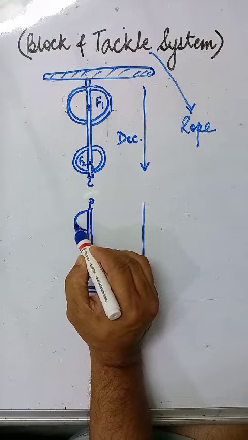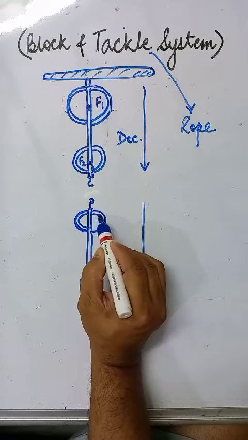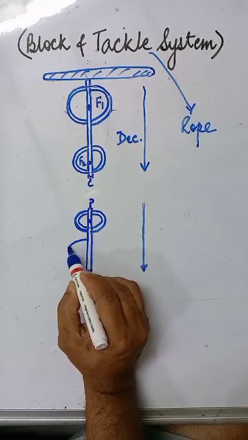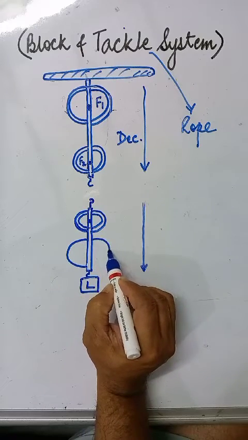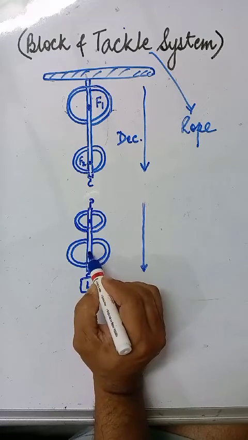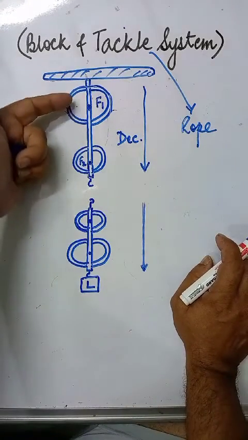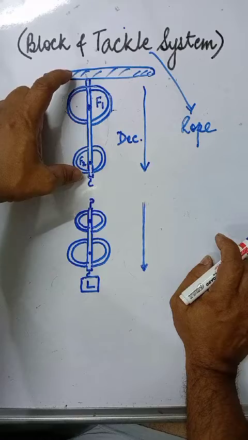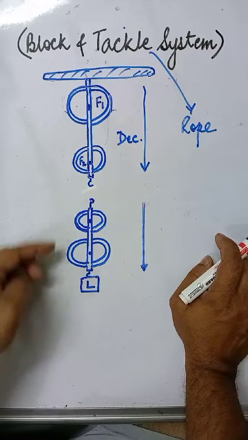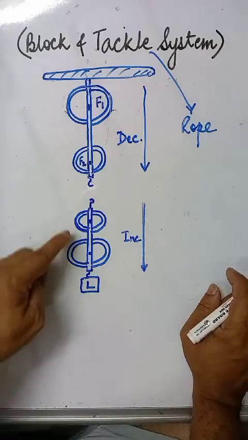We will have a pulley over here like this, and here the next pulley would be larger in size. You can use a compass to draw this particular pulley. So you can see that as we are coming down in the upper block, the size of the pulley is reducing, whereas in the lower block, as we are going down, the size is increasing. Let me just write this as INC, increasing size of the pulley.